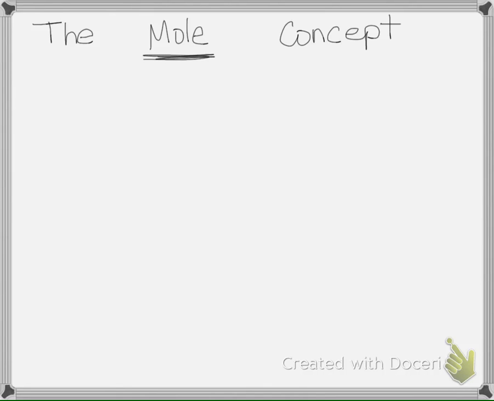Let's talk about the mole concept. If you had chemistry in high school, you have heard of a mole. What do y'all know about a mole? 6.02 times 10 to the 23rd. Yes. A mole is 6.02 times 10 to the 23rd. Well, what does that mean? Atoms in the molecule. Yes.